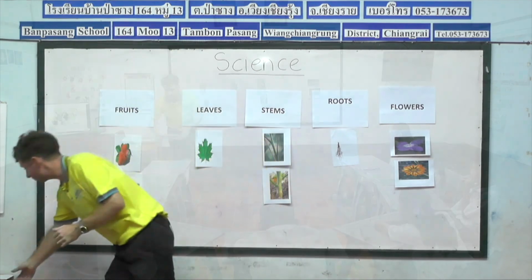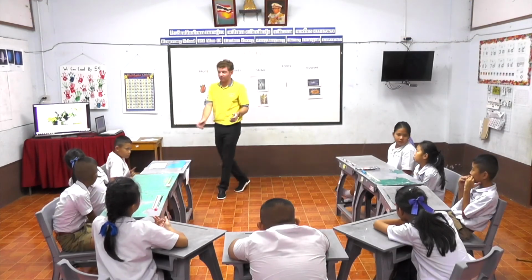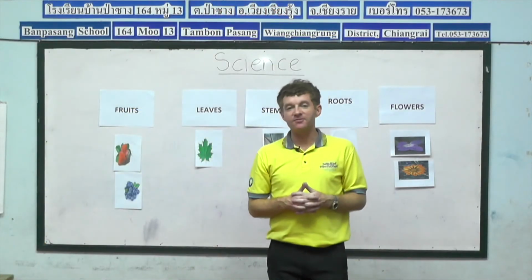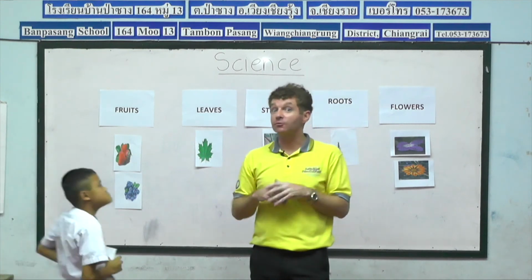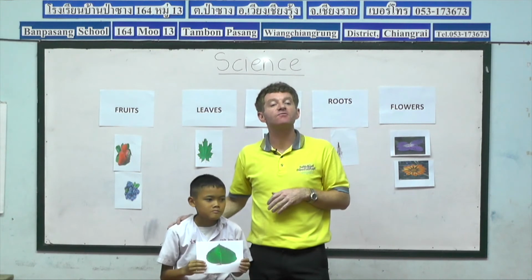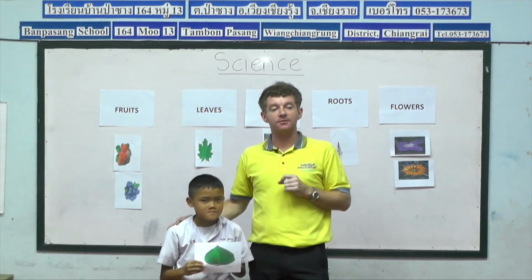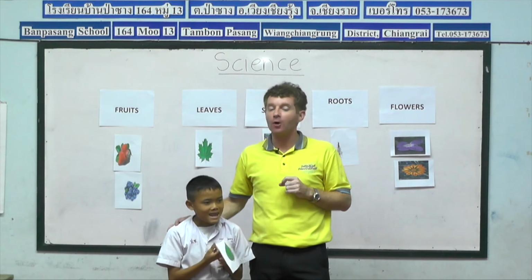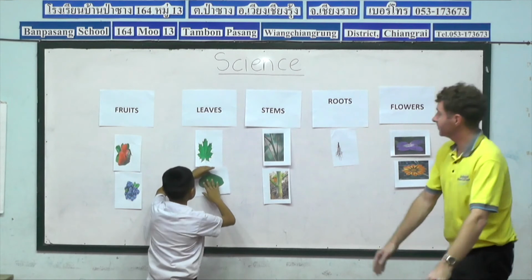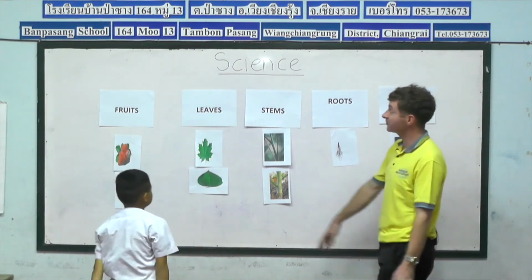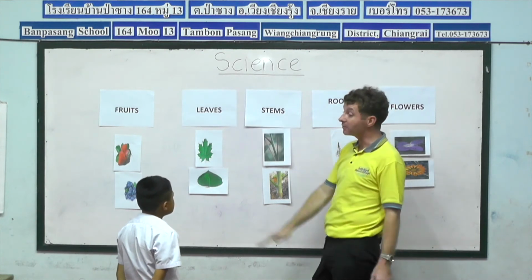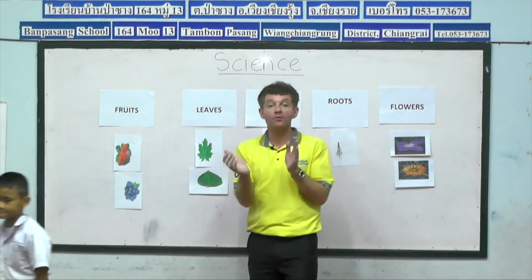Next one we have, can you bring your picture forward, please, and show your friends? And let's see if we can guess what part of the plant is on Chu's picture. What do we have, guys? Leaves. Okay, leaf, not leaves. Excellent. So where will we place it? Perfect, Chu. So we can all say together, leaves. Yes, Chu, that was excellent. Well done. Round of applause for Chu.